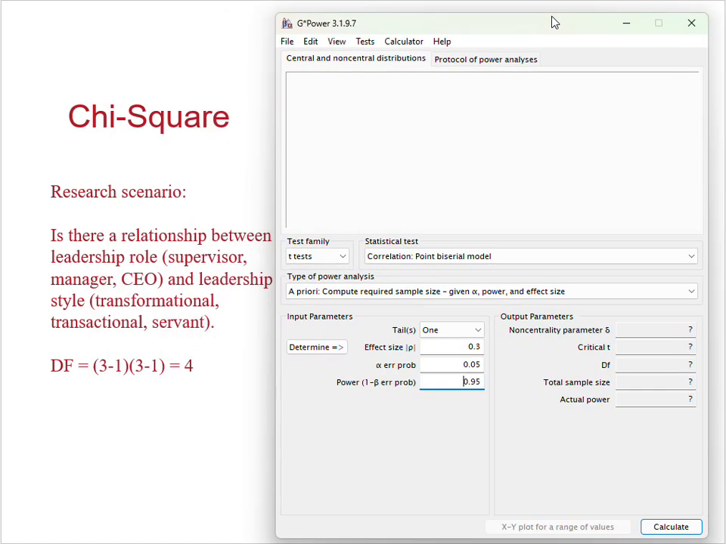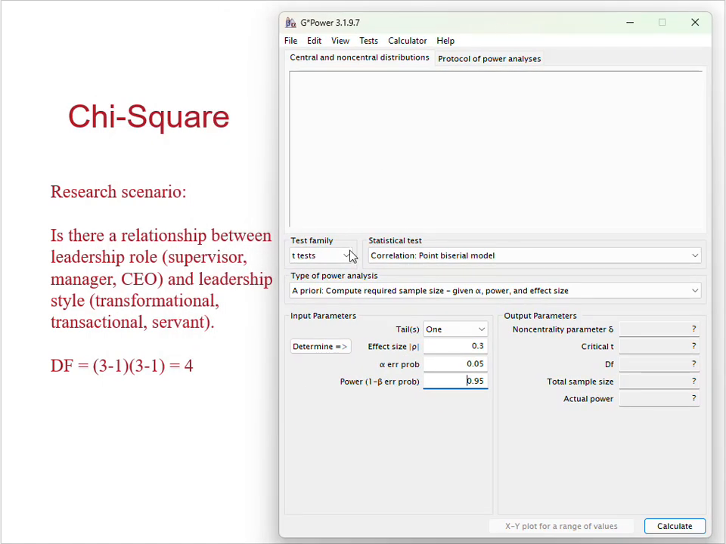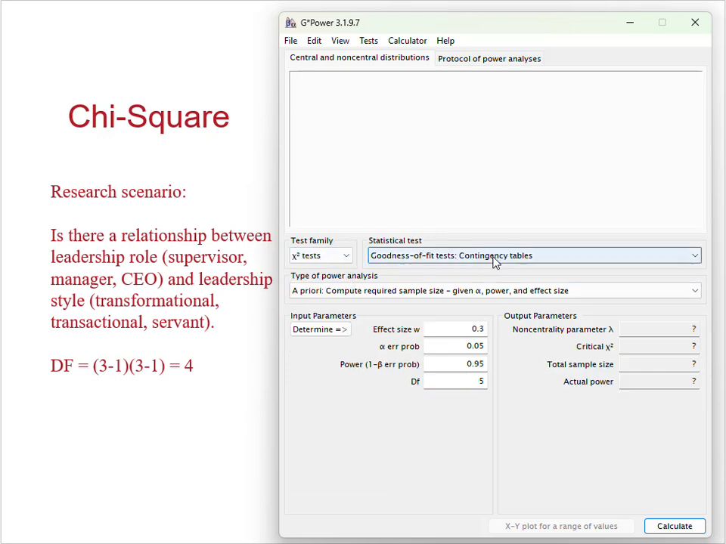So for this one, we are going with the x squared or the chi-square tests, and we are doing the goodness of fit test contingency tables. So nicely enough, it's just this first one right here. Now for effect size, we are going to go ahead and leave it at the medium effect size. So the default right here from G-Power, we're going to leave it there. Our alpha error of probability, always 0.05, so we're good there. And then remember, for our power, we always want it to be 0.80.